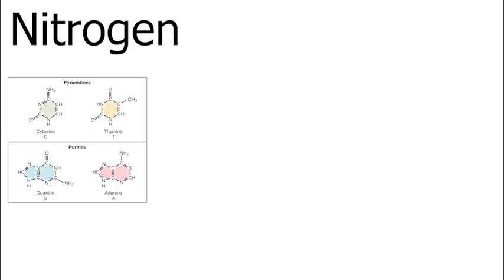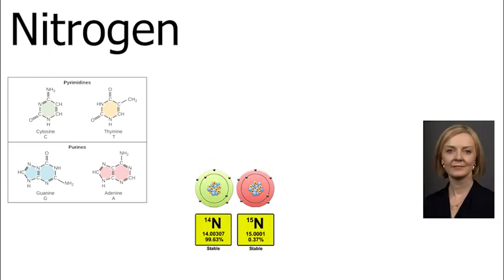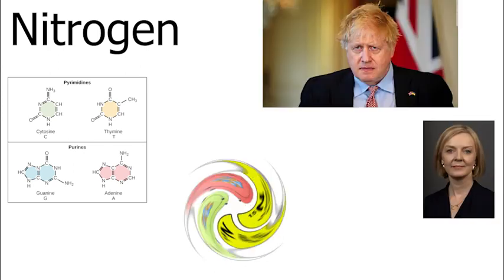Before I continue, I must talk about nitrogen. All the bases in DNA contain the element nitrogen. Nitrogen comes in two different isotopes. These are nitrogen 14, the lighter one, and nitrogen 15, the heavier one.